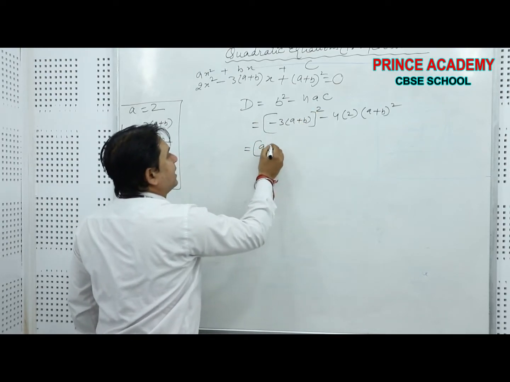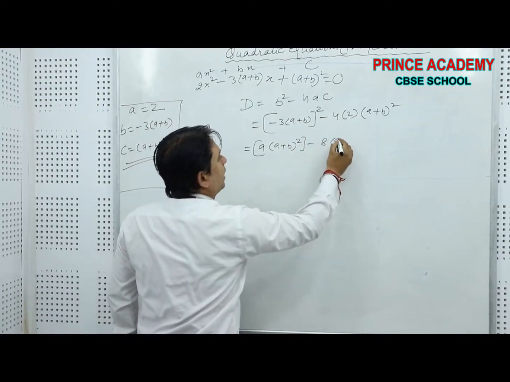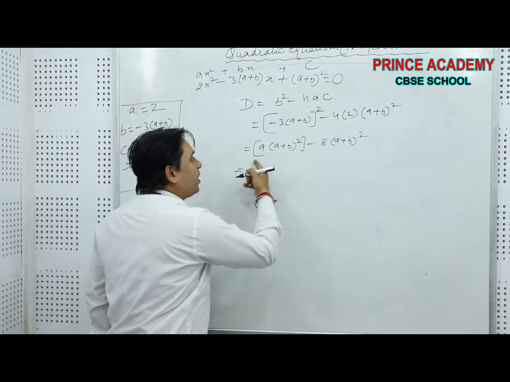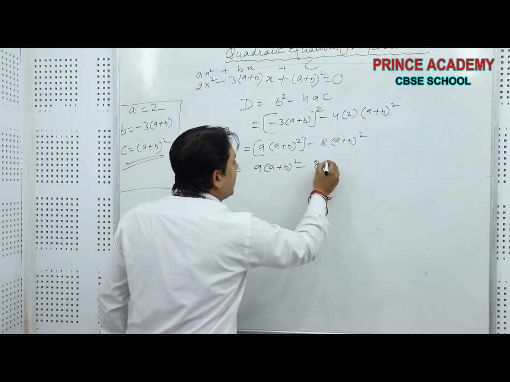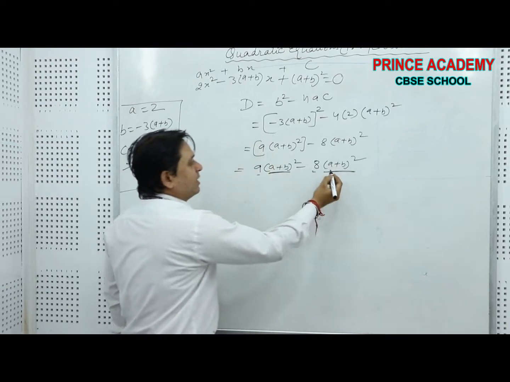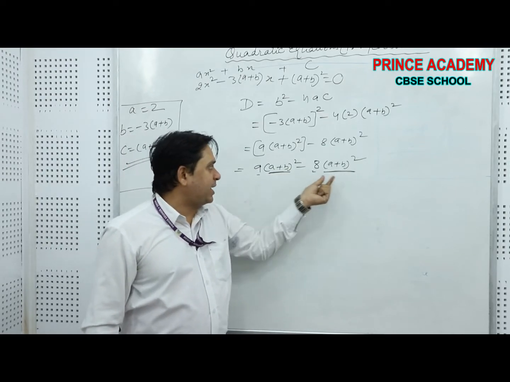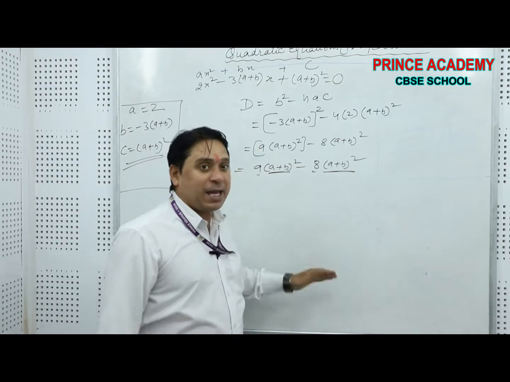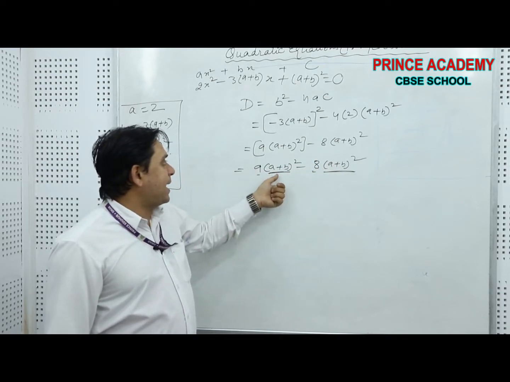Minus 3 whole square, 9 into (a plus b) whole square, minus 8 into (a plus b) whole square. See beta, what is this? We do not need to expand it. 9 into (a plus b) whole square minus 8 into (a plus b) whole square, what is this? 9x minus 8x, because the coefficients are alike and the variable part is the same. These are like terms, we can apply plus and minus here.